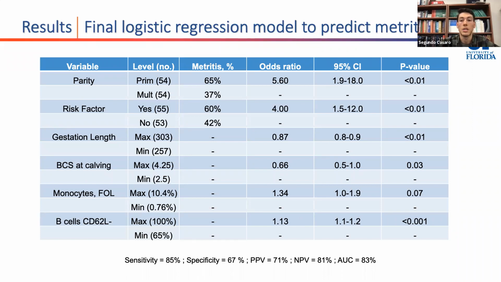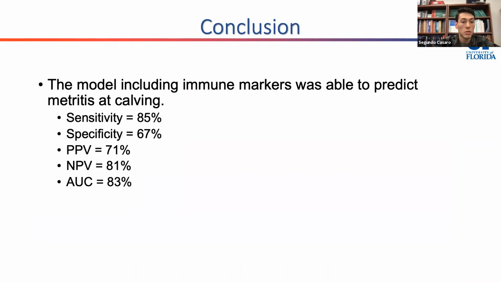So just to conclude, our model, including the immune markers, was able to predict metritis at calving. We had a sensitivity of 85% with a specificity of 67%. We had a positive predictive value of 71%, meaning that 71% of the cows the model predicts are going to have metritis will actually develop metritis. Then we had a negative predictive value of 81%, meaning that from the cows that the model predicts are not going to have metritis, 81% won't develop metritis. And our area under the curve was 83%.